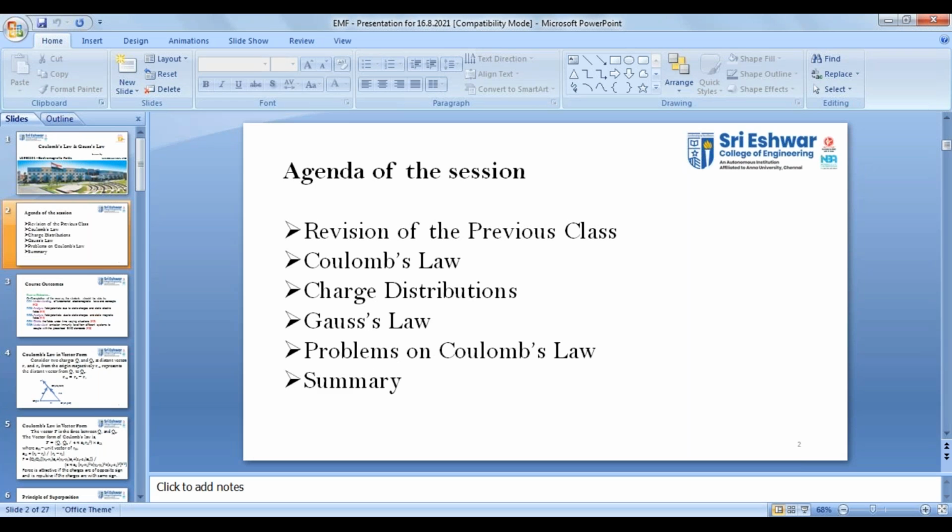Then we'll enter into Gauss law. Then we will start problems on Coulomb's law. As far as the CAA test is concerned, these problems are also very important.